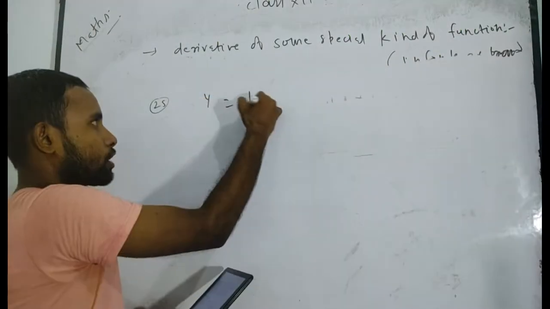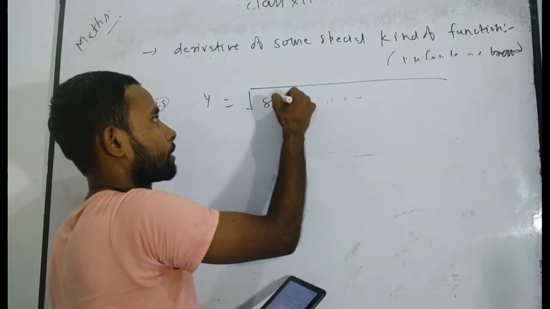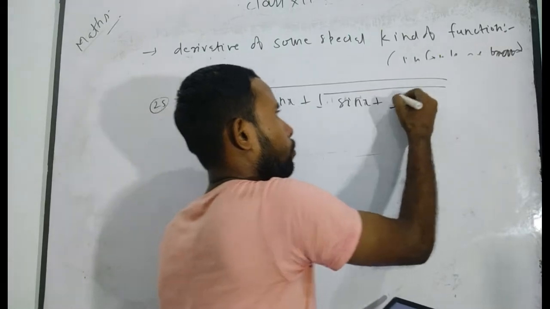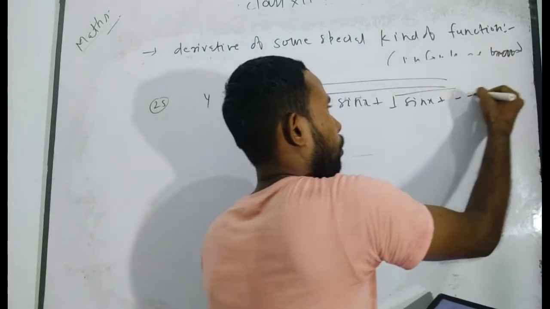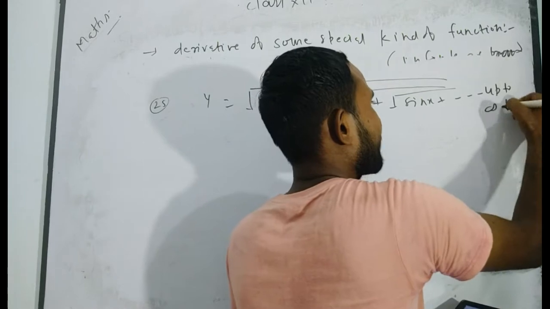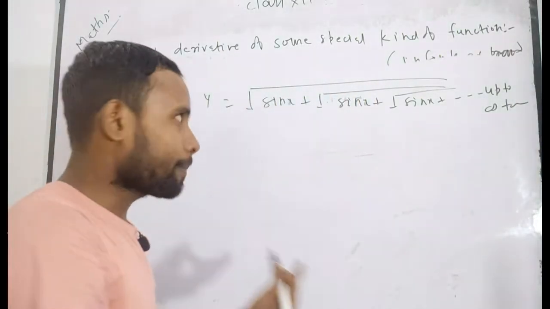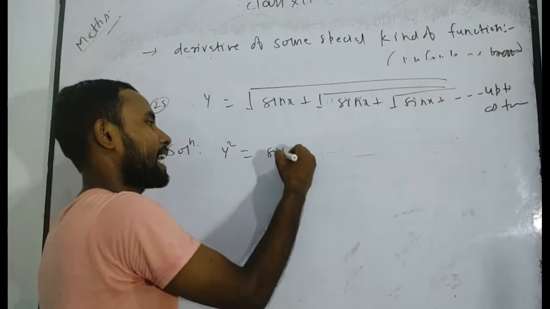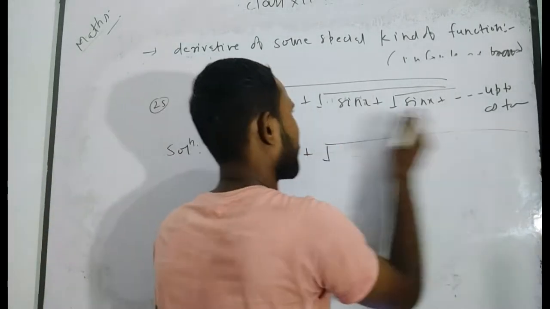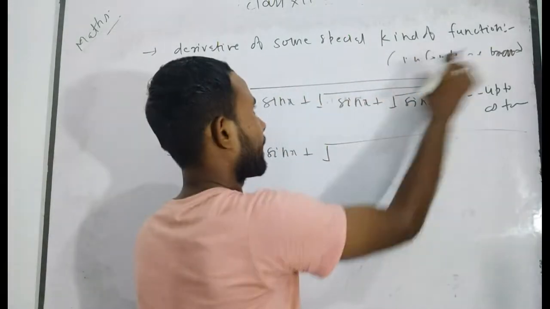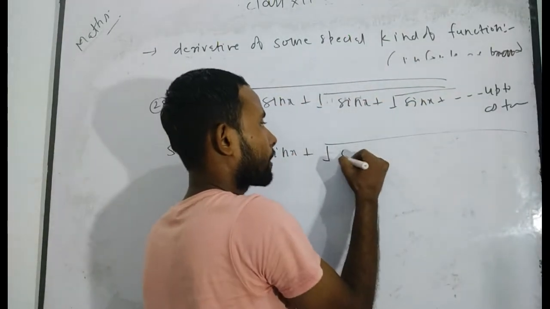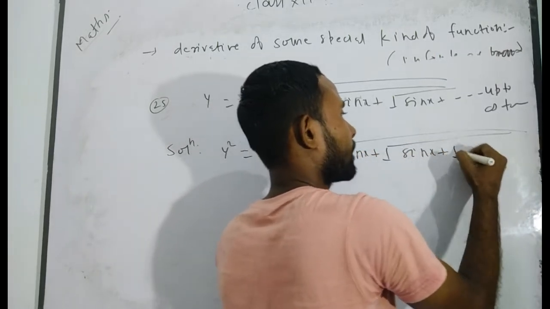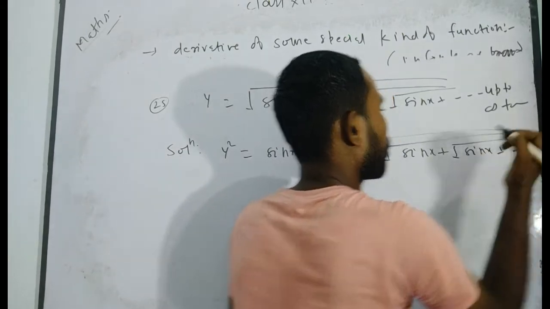This is y is equal to root under sin x plus root under sin x plus root under sin x plus dot dot dot up to infinite terms. In a similar manner you have to do it again. Squaring on both sides, the radical sign will be removed, and here you will get sin x plus root under sin x plus root under sin x plus dot dot dot up to infinity.